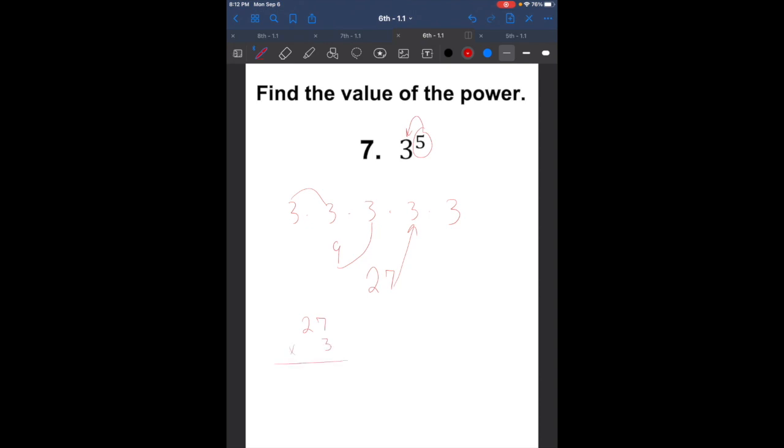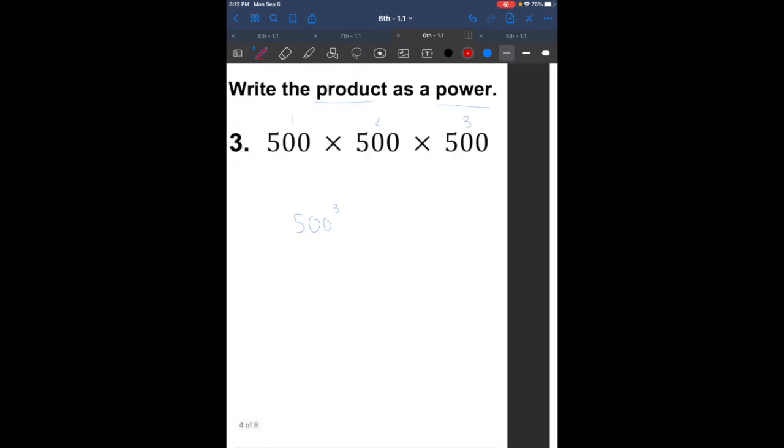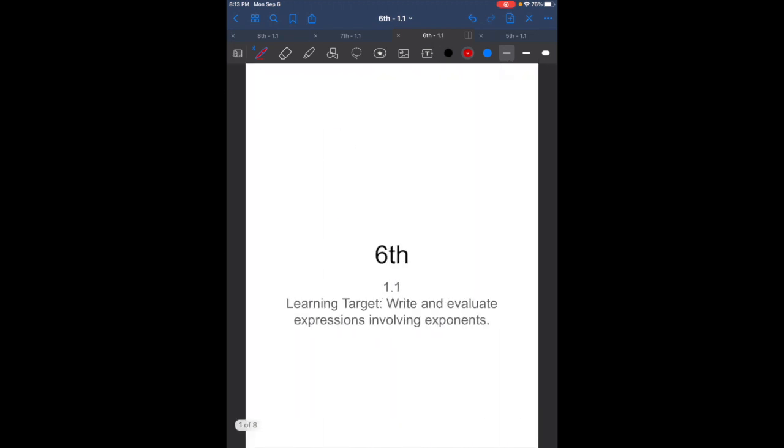So now we have 27 times 3. 3 times 7 is 21. Don't forget to carry the 2. And then you do 3 times 2 is 6, plus 2 is 8. So now you have 81. And then you got to do 81 times 3. So let's do that. 81 times 3. 3 times 1 is 3. 3 times 8 is 24. So we know that 3 to the 5th power is 243. All right, ladies and gentlemen, that is finding exponents. That's it. It's a pretty easy lesson, evaluating expressions and exponents, and we'll talk more about it in lesson 1.2.